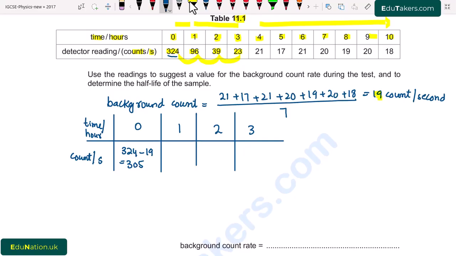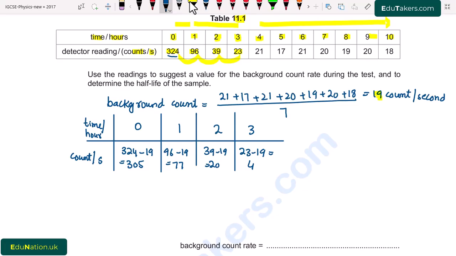Again I have to subtract 96 minus 19, it is equal to 77. And at 2 it will be 39 minus 19, which is equal to 20. And this one is 23 minus 19, which is equal to 4. So these are the counts per second.